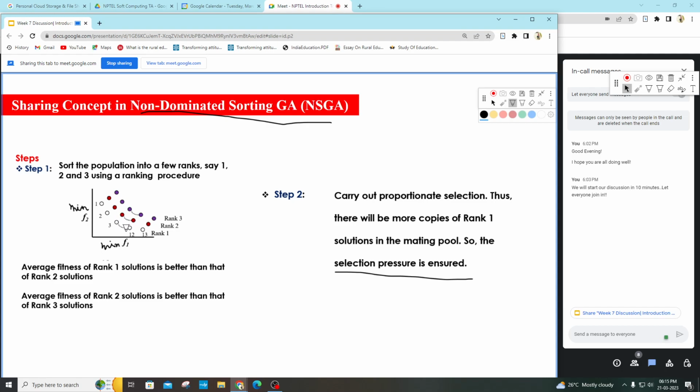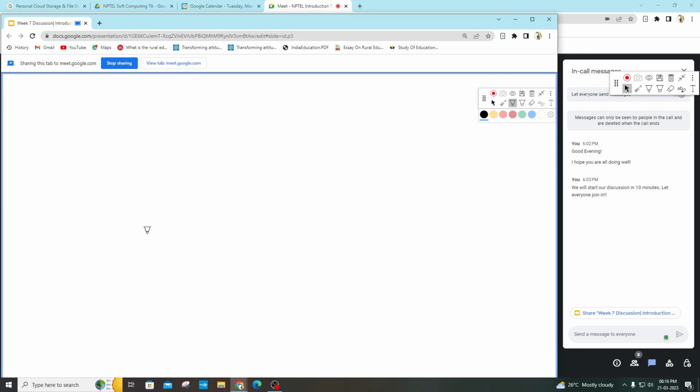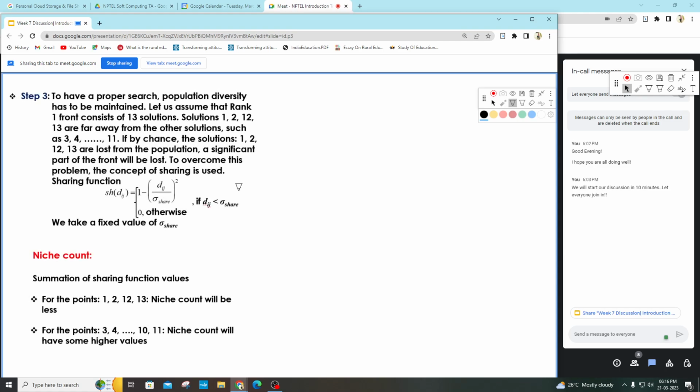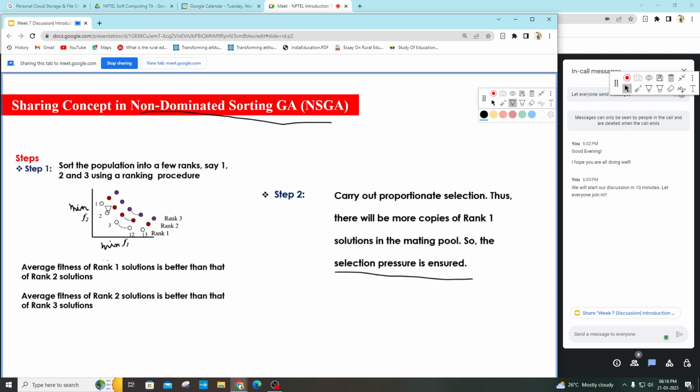So when this process happens, we are squeezing the Pareto optimal front and our population diversity is not maintained. So for this, the sharing function concept is introduced. In the sharing function, we first find the sharing function of all the points in the front. Here Dij is the Euclidean distance of one point from another point. Like D12 means the Euclidean distance between 1 and 2.